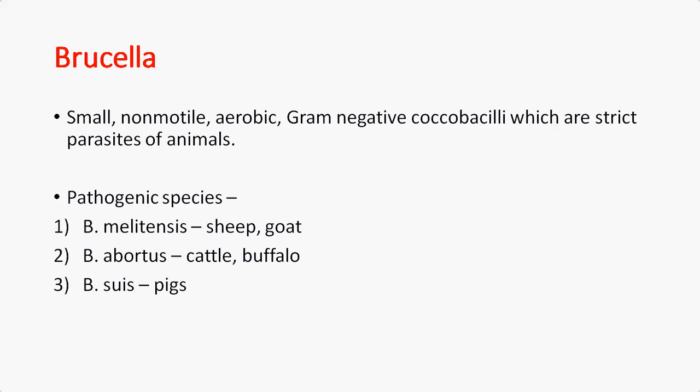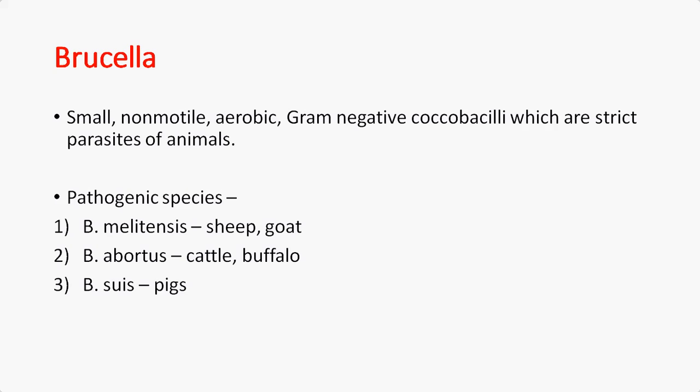Then the next gram-negative coccobacilli is Brucella. When we move on to Brucella, brucellosis is the disease caused by Brucella, and brucellosis is also known as undulant fever. It's a highly contagious febrile illness. It's primarily a zoonotic disease, as with Yersinia, affecting various domestic animals such as sheep, goats and cattle.